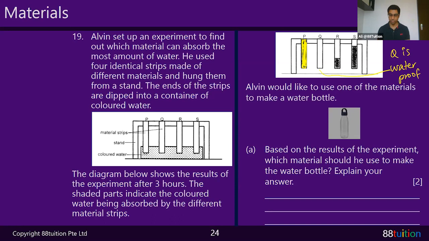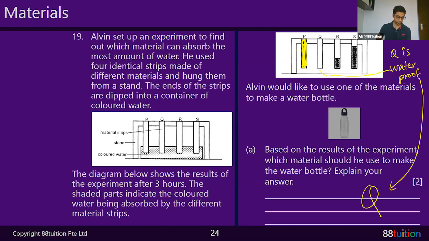Alvin would like to use one of the materials to make a water bottle. And the water bottle must not absorb water. You cannot even say, oh, it can absorb a little bit of water. Then your water bottle will get wet all the time because it's containing water. So it must be completely waterproof. Therefore, the answer is Q because it is waterproof from the data given.